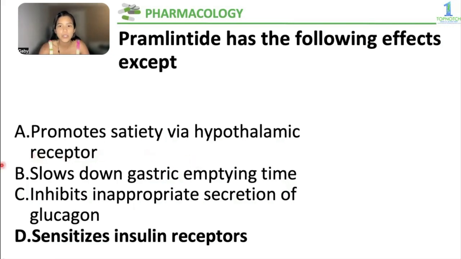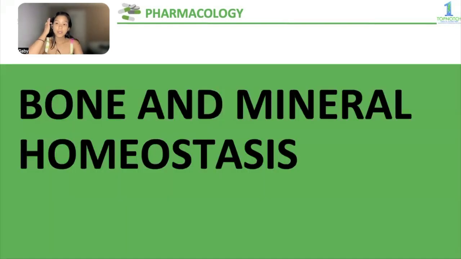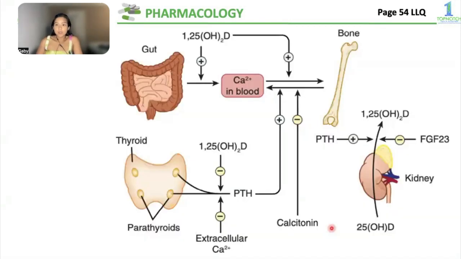So that's it for your diabetic drugs. Last topic to discuss in your endocrine pharmacology is your bone and your mineral homeostasis, or the drugs used to maintain bone and mineral homeostasis. So to discuss bone and mineral homeostasis drugs, we first have to take a deep dive into your calcium, your vitamin D, and your parathyroid hormone.